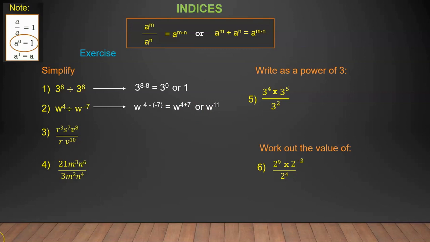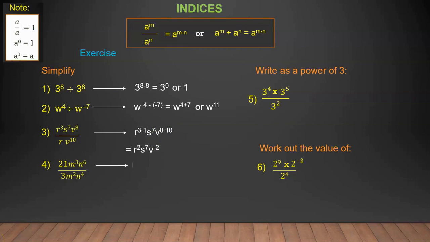W to the 11th. For number 3, you have various letters, so deal with the common bases first. You have r cubed divided by r. No power means 1, so 3 minus 1 for the r. For the s, there's no other s in the bottom, so you just copy s to the 7th. For the v, you have 8 on the top and 10 at the bottom, so 8 minus 10. Simplifying that, you have r squared s to the 7th v to the negative 2. It's negative because you have 8 minus 10.